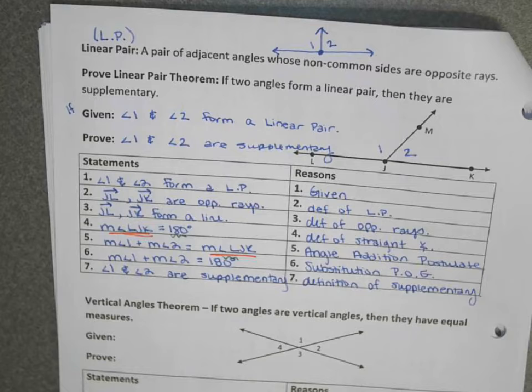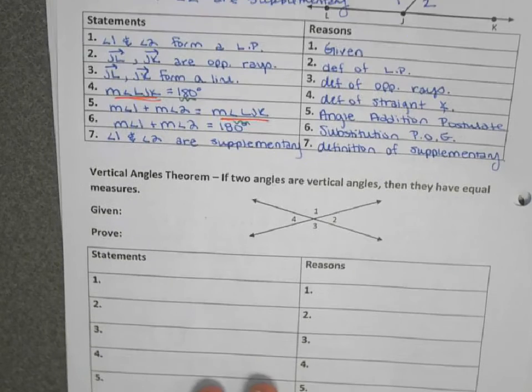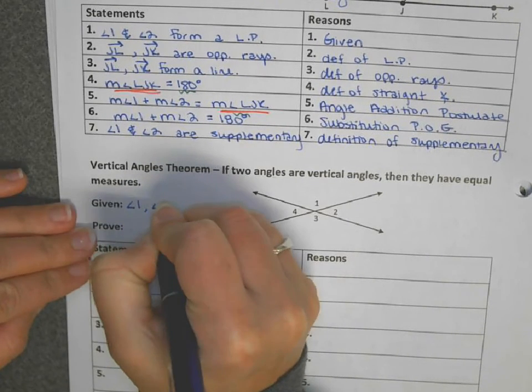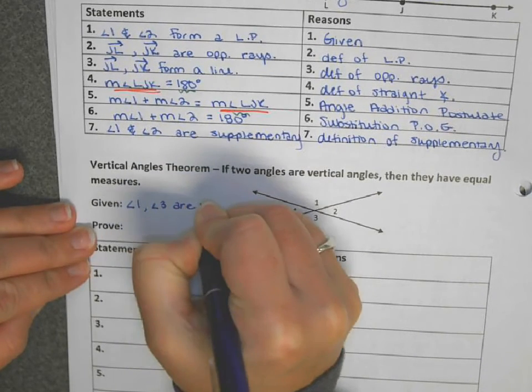Okay. I'm also going to ask you to state the vertical angles theorem on your test next week. The vertical angles theorem says if two angles are vertical angles, then they have equal measures. Or you could say then they are congruent. I don't care. They're very, very close. Okay. So if two angles are vertical angles, give me two angles here that are vertical angles so that I can write it as my given. 1 and 3 work. So angle 1 and angle 3 are vertical angles.